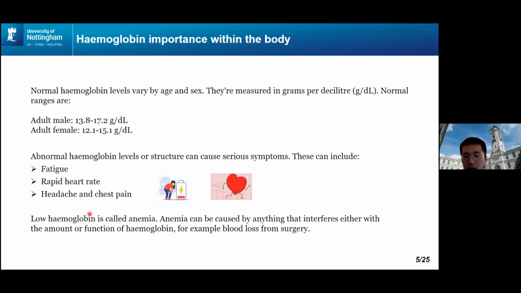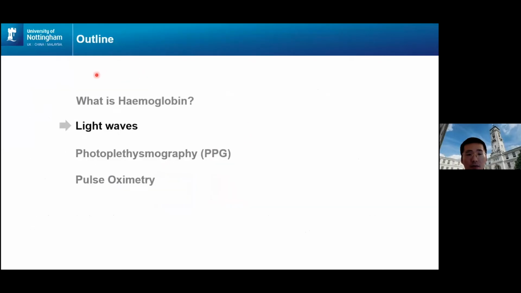Normally, lower hemoglobin is called anemia, which can be caused by anything that interferes, for example, the blood loss from surgery. That's all for the hemoglobin.